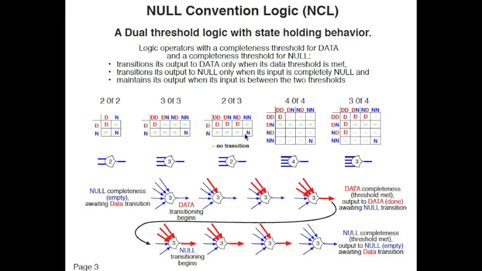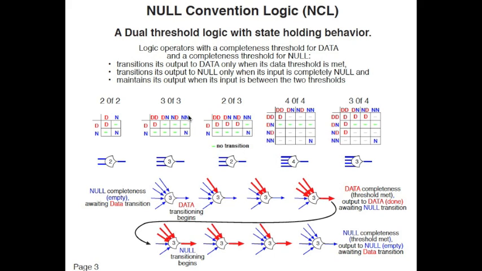The most primitive completeness patterns are represented as thresholds in dual threshold logic functions with state holding behavior. These are the function tables defining several of the functions. This is a 2 of 2. Only when both inputs are data does it transition its output to data. Only when both inputs are null does it transition its output to null. If neither of those conditions are met, it doesn't transition its output. So the green dash means that there is no transition. It holds the current state.